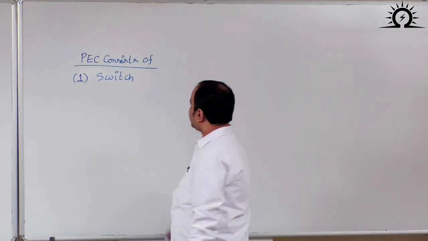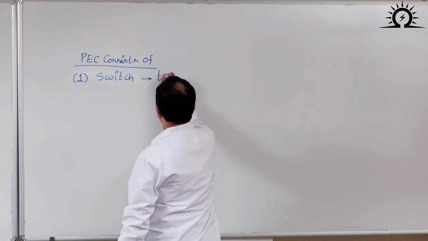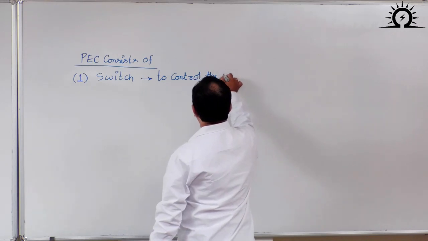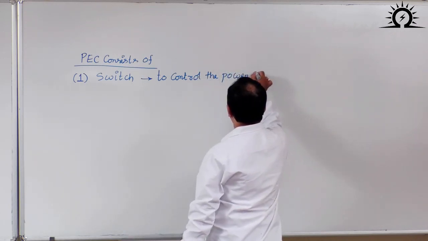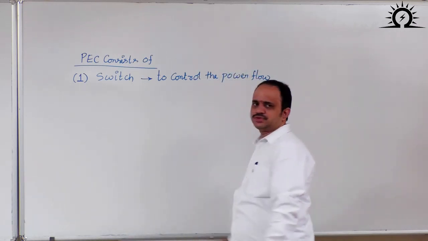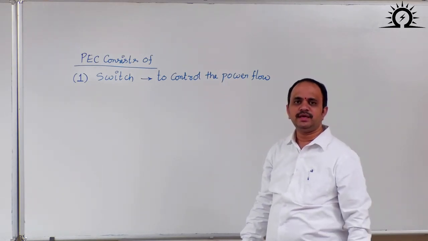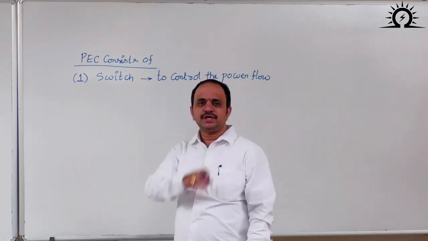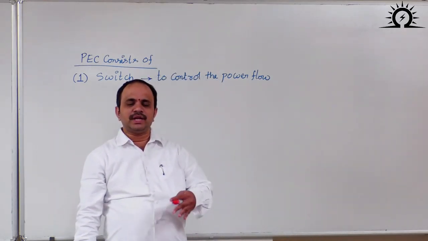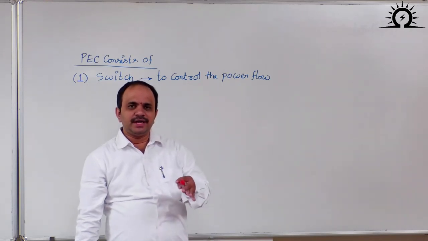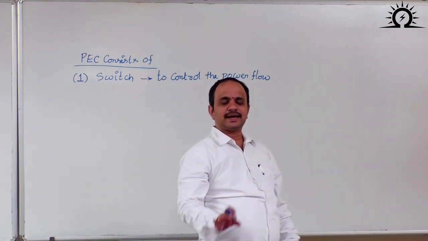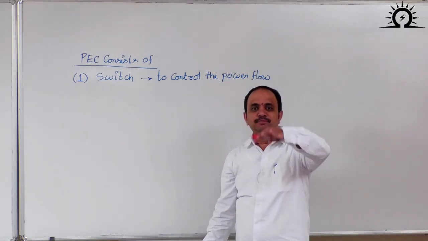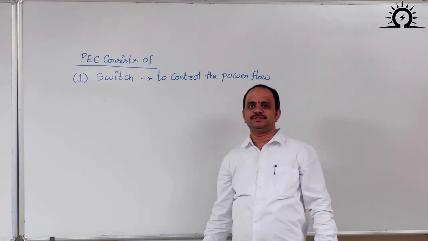The purpose of this switch is to control the power flow. So, due to the switching operation, we will come across variations in voltages and currents. Those variations will appear as ripple components. Okay, it is called ripples, right?